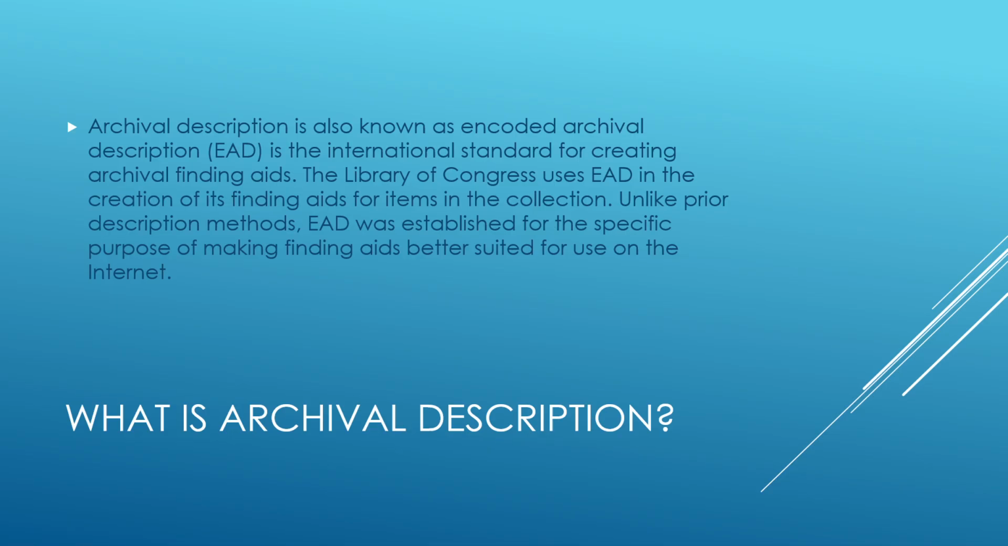Encoded archival description is known as the international standard for creating archival finding aids, which is what users will find when they first access digital archives on any website like the Henry Ford Museum's archives website, Wayne State's libraries, or the Library of Congress. The Library of Congress, as noted here, uses EAD for finding aids and items in the collection.